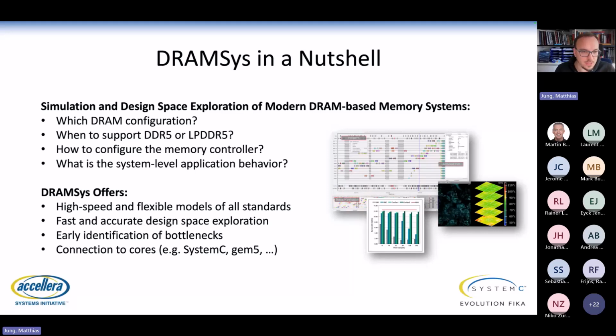And DRAMSys offers high speed and flexible models of all standards which are there. It's very fast and accurate, compared especially to RTL. And it helps you to identify bottlenecks in the design pretty early. And of course, since it's SystemC TLM, you can connect it to any core or interconnect that you have in SystemC, but it's also integrated into Gem5, so you can use it natively in Gem5 too.